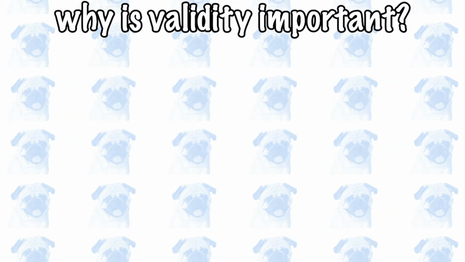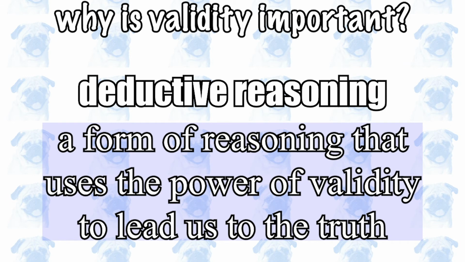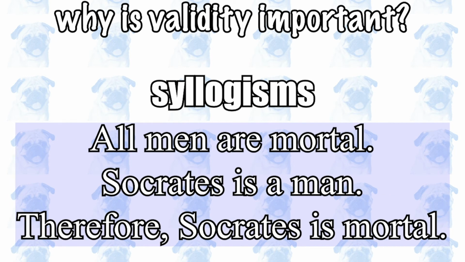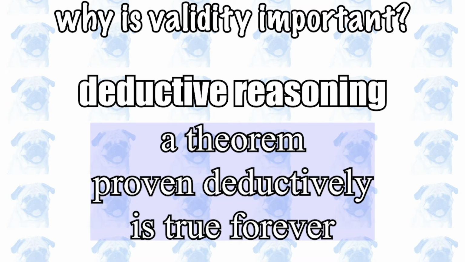This is why many ancient Greek philosophers devoted so much of their time to the study of deductive reasoning, a form of reasoning that utilizes the truth-preserving property of valid arguments, especially syllogisms, exemplified by argument 1. Mathematicians also rely on deductive reasoning. A mathematical theorem, once proven deductively, will remain true forever, so you have no choice but to accept this truth.